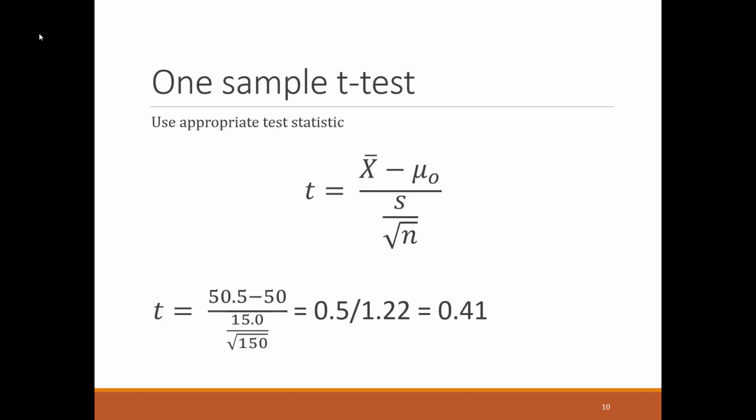So here is our t-statistic calculation. We have 50.5, which is X bar minus mu naught, the population value to which we are comparing it, divided by 15, the standard deviation of the sample, divided by the square root of 150, or the sample size. And we get a t-statistic of 0.41. So what does that mean?